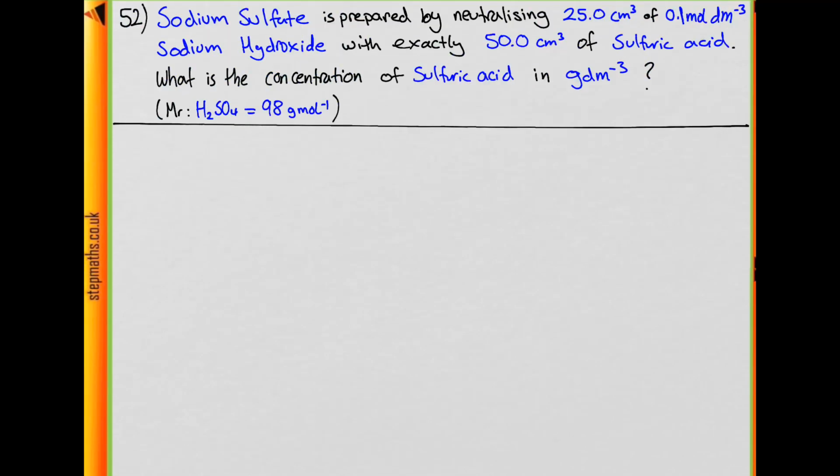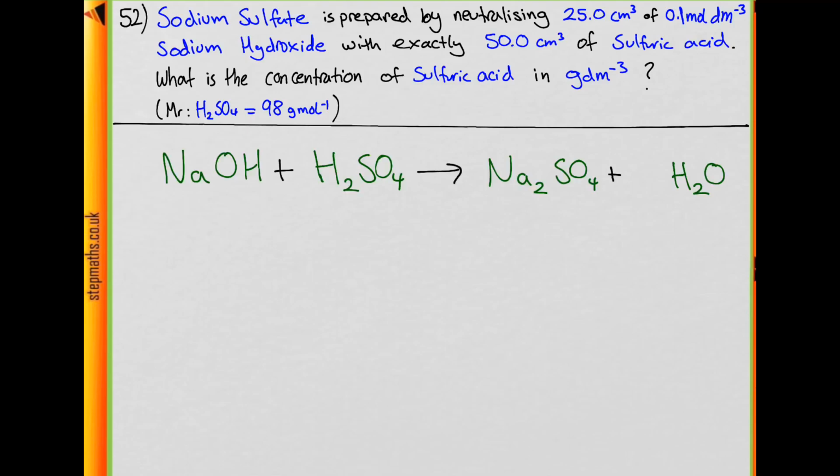Okay, so let's first write out our equation. Sodium hydroxide plus sulfuric acid goes to sodium sulfate plus water. Now we need to balance the equation. We know that there's only one sodium on the left and two on the right, so we have 2 lots of sodium hydroxide. And we have 4 H on the left and only 2 on the right, so we have 2H2O. And there's our balanced equation.